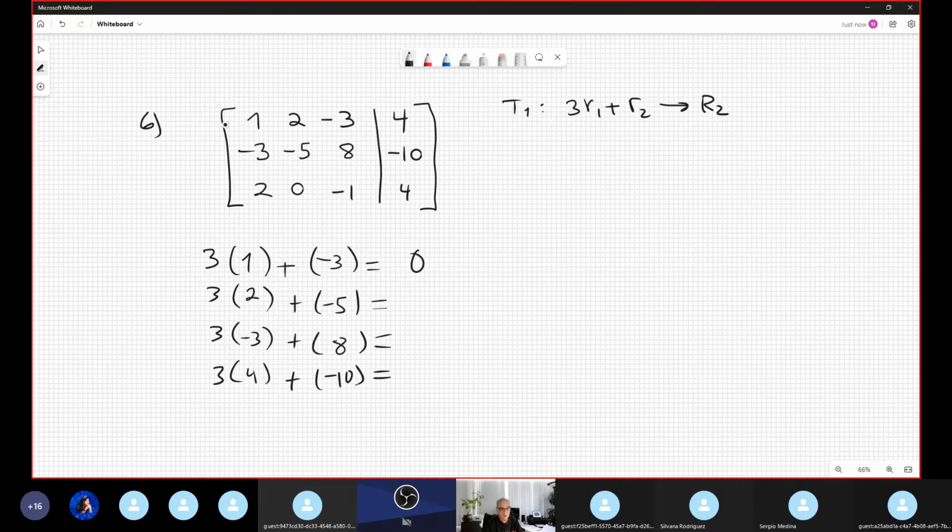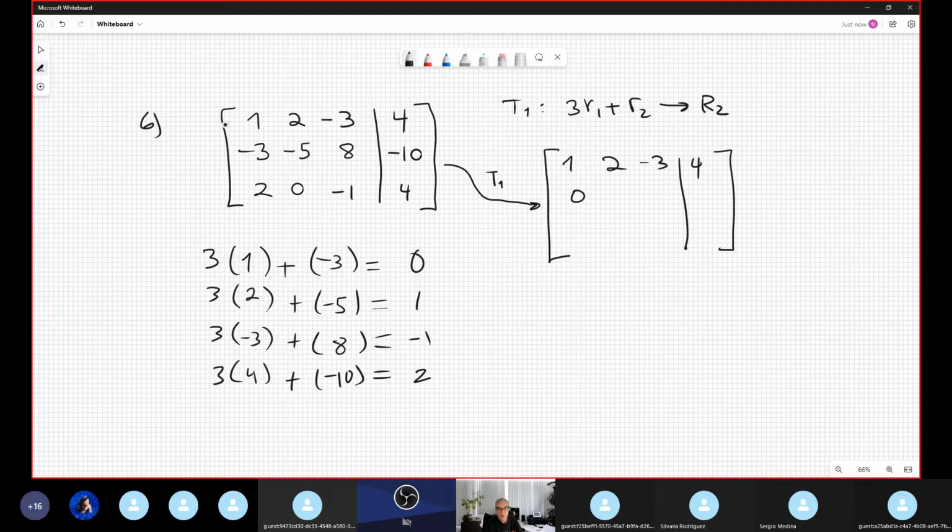This is 0, it's obvious. 3 minus 3 is 0. 6 minus 5 is 1. -9 plus 8 is -1. And this is 12 minus 10, which is 2. Okay, so my new matrix after transformation 1 is 1, 2, minus 3, 4, then 0, 1, negative 1, 2, and row 3 stays the same.